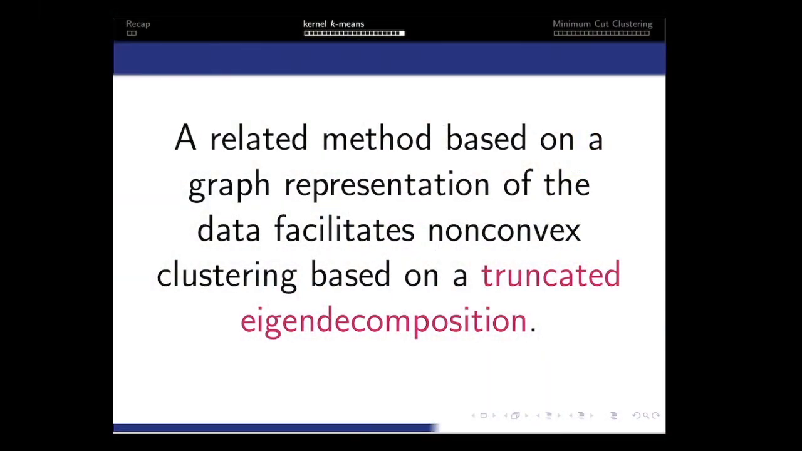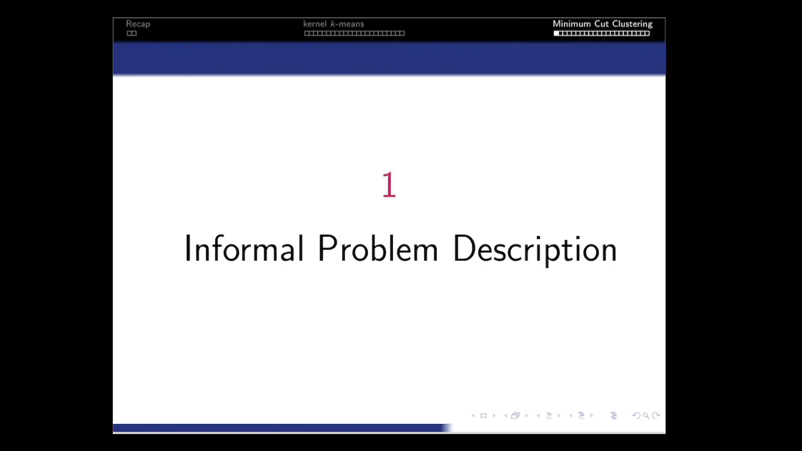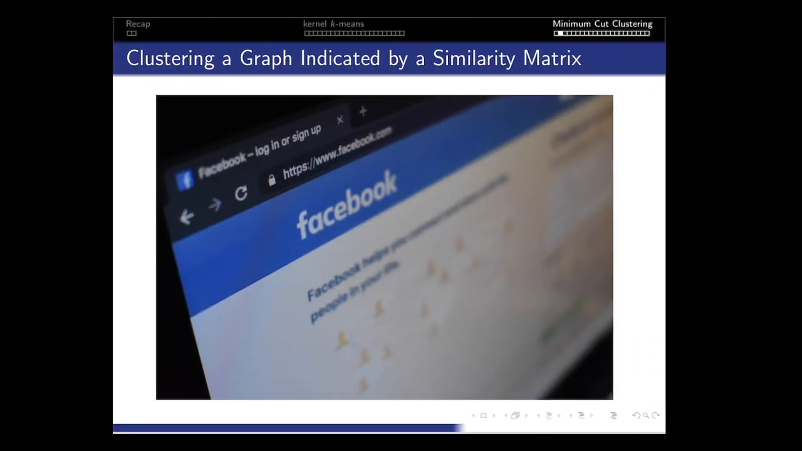And we have also seen that this works sometimes, but in general, this is not very robust and is also quite computationally expensive. So what we're discussing now is a graph representation of our data and how we can cluster the data in this case. So first of all, let's have a look at our informal problem definition of the task we are looking at now. The thing is that a similarity matrix can also be interpreted as a representation of a graph.